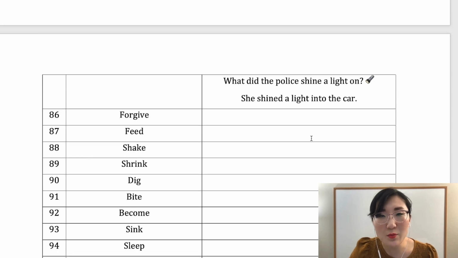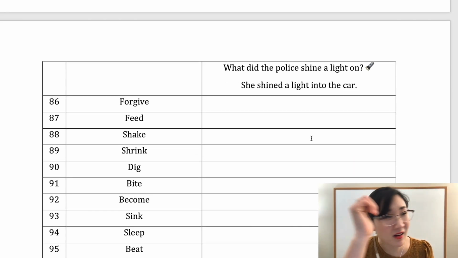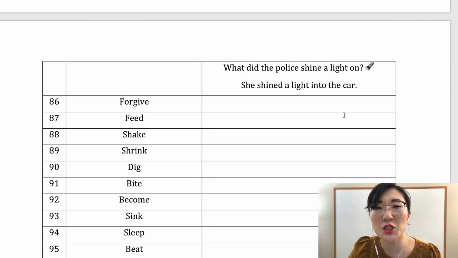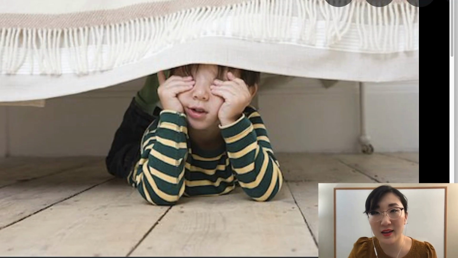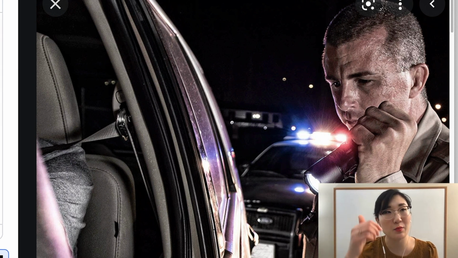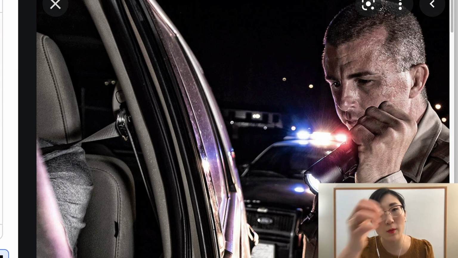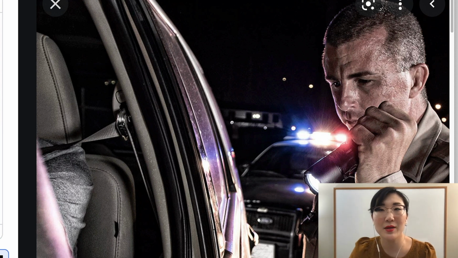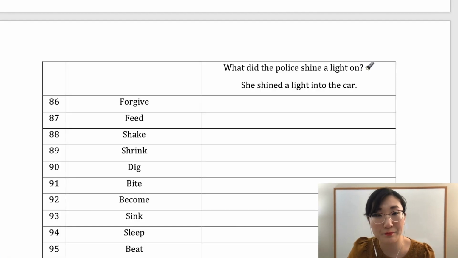So what did the police shine a light on? Oh, she shined a light into a car, like this. Sometimes at night, a police person, a police officer, a policeman, a policewoman will shine a light because it is difficult to see.